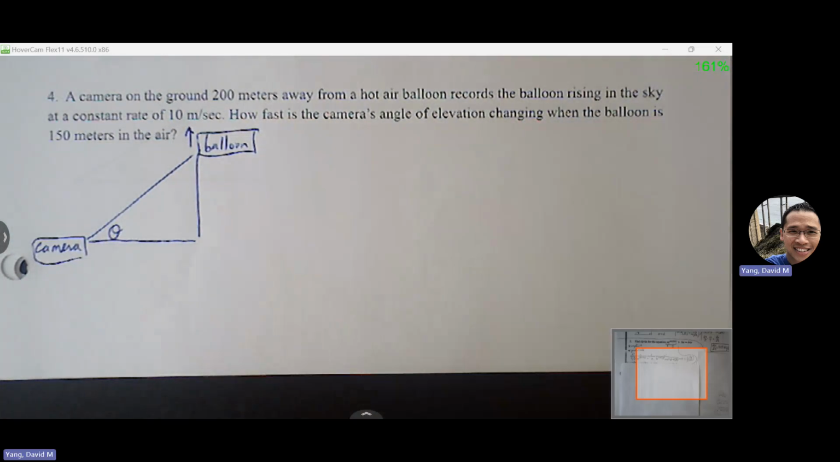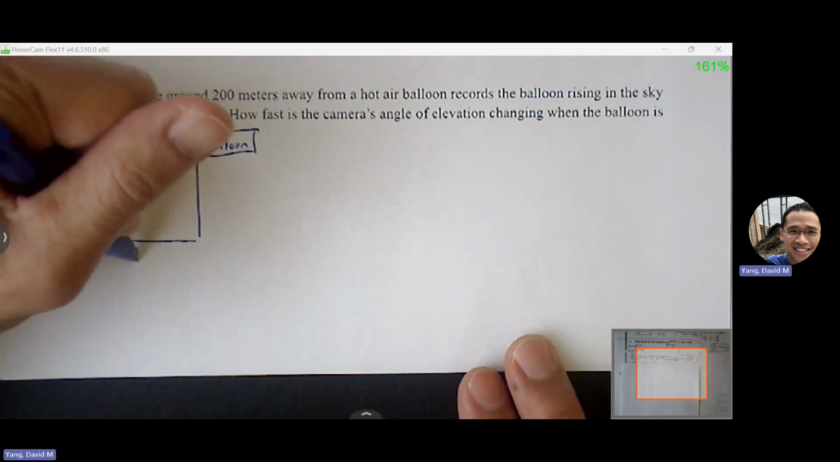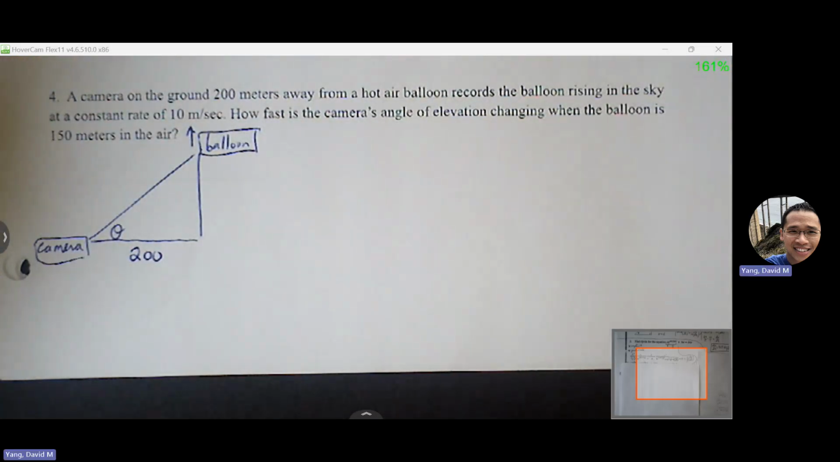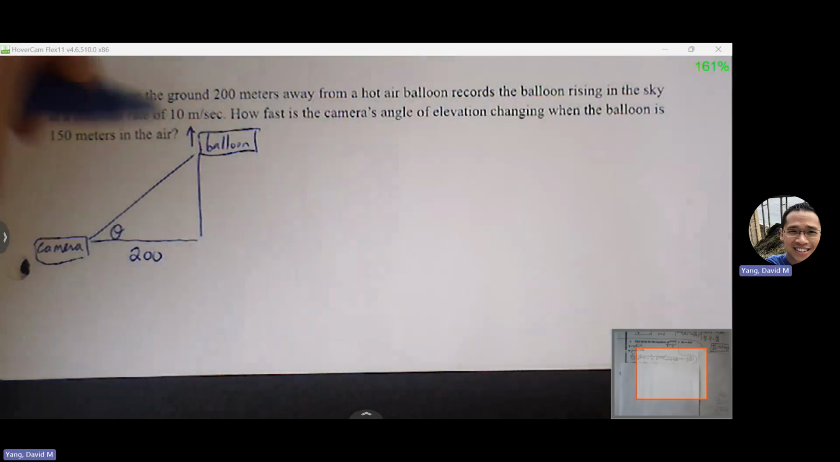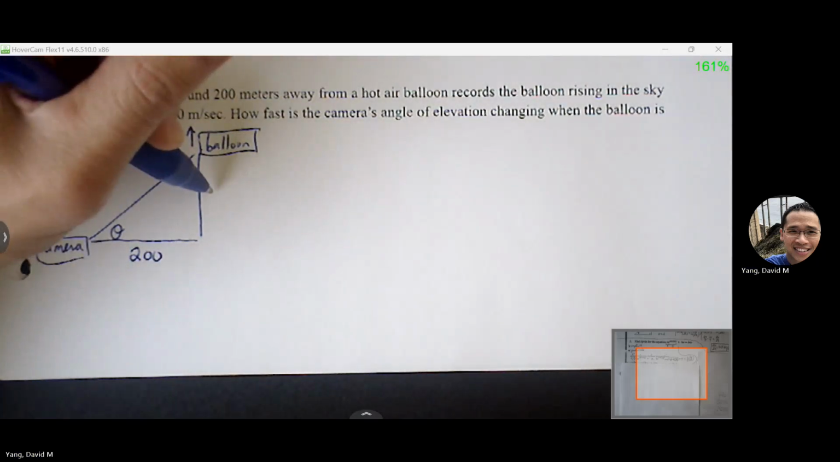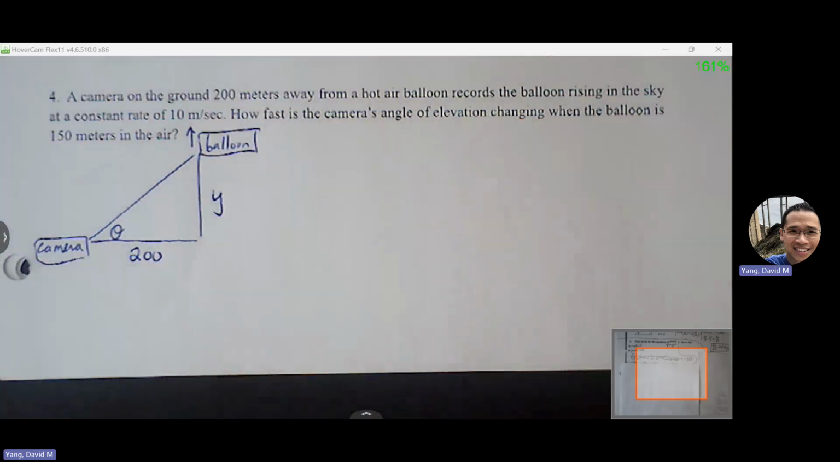All right, a camera on the ground 200 meters away from the hot air balloon records the balloon rising in the sky at a constant rate of 10 meters per second. How fast is the camera's angle of elevation changing when the balloon is 150 meters in the air?